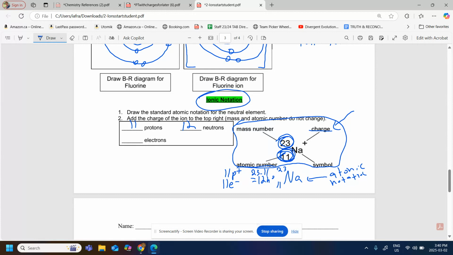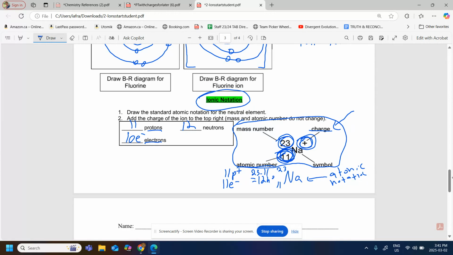Now normally, if there's no charge, your electrons and protons will be equal. But because we put a positive 1 here, what that means is that now you have fewer electrons. Because it's positive 1, it means you have 1 less electron than you normally have. So normally you would have 11, but because you're positive 1, it means you lost 1 electron. So now you have 10 electrons instead. So that's the ionic notation.